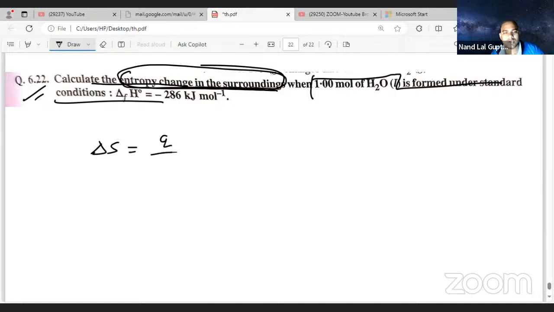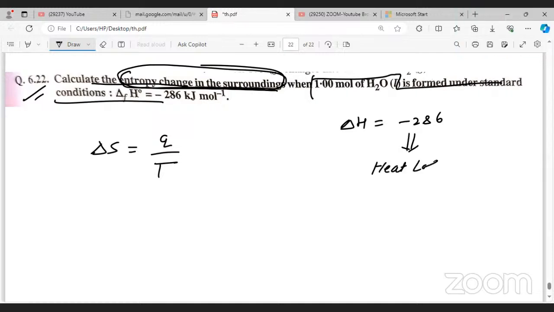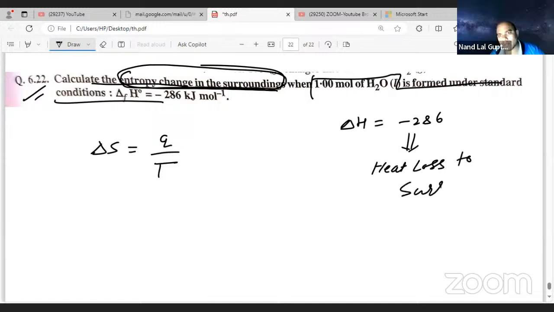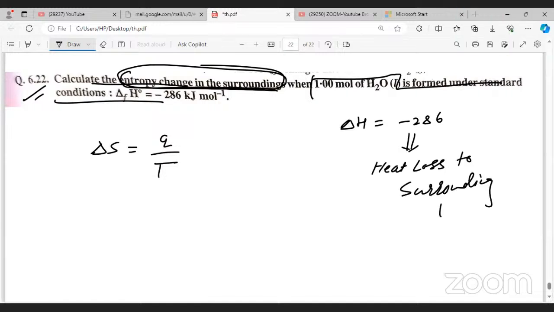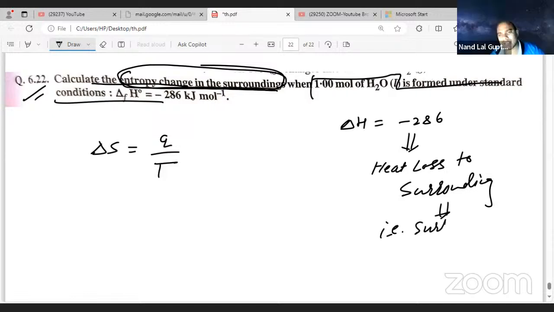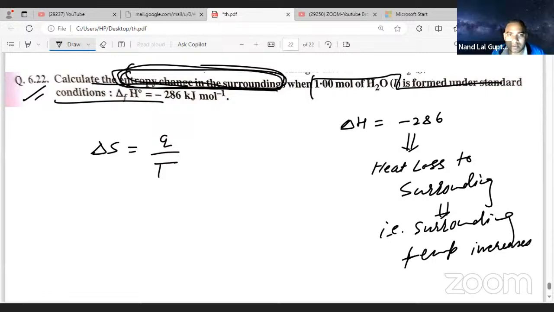Delta S is equal to Q upon T. But here what they have given is delta H equal to minus 286. This is heat loss to the surrounding. Yes or no? That is, surrounding temperature increases. And what they are asking? Entropy change in the surrounding. So it will be Q surrounding. In spite of taking the negative term, what we need to take? You need to take positive.